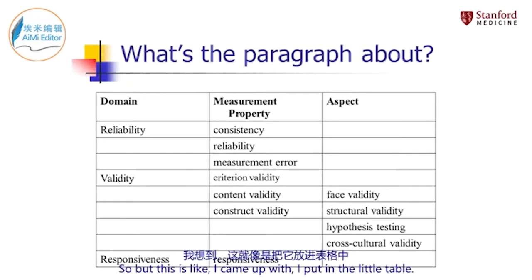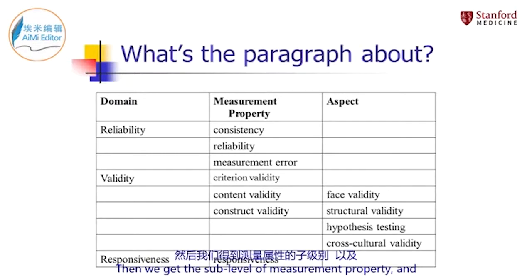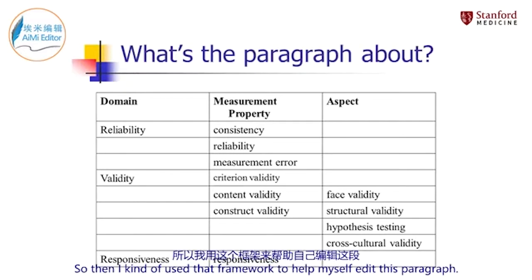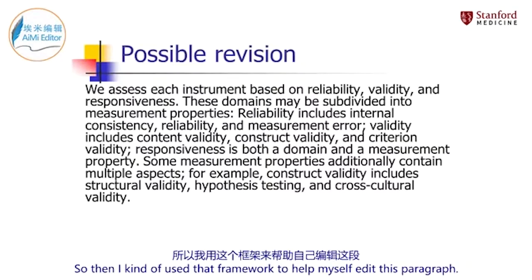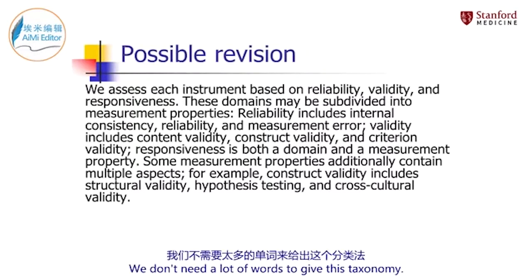So I put it in a little table, so we have the domains, that's the highest level, and then we get the sub-level of measurement property, and then below that we have aspect, and here's how all those terms fill that in. Then I used that framework to help myself edit this paragraph, and hopefully you came up with something that was similarly short, right? We don't need a lot of words to give this taxonomy.